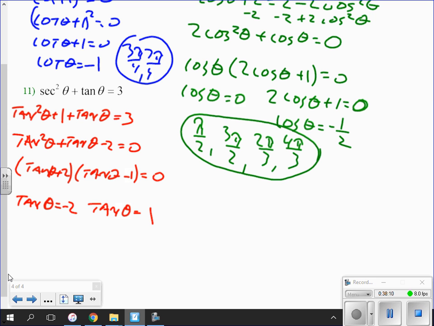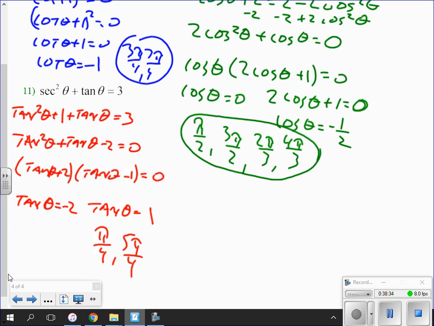From your unit circle, where's tangent theta equal to 1? Pi over 4 and 5 pi over 4. So this one's not too bad. Pi over 4 and 5 pi over 4. That is where the sine and cosine are the same.